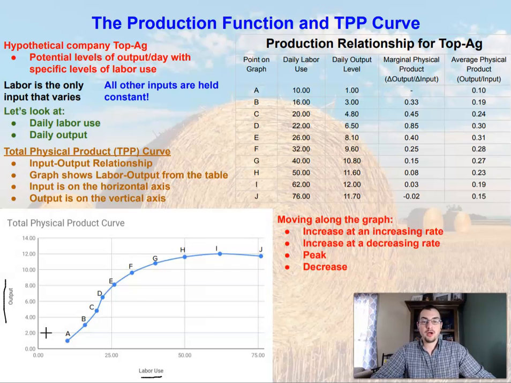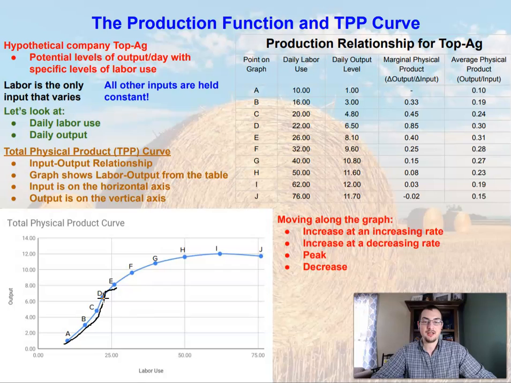As we move along this graph, up to about point D, we see that we're increasing at an increasing rate. Our graph is increasing all the way until we get to point I, but it's actually increasing at an increasing rate until we get to point D. Then it hits what we're going to call an inflection point.